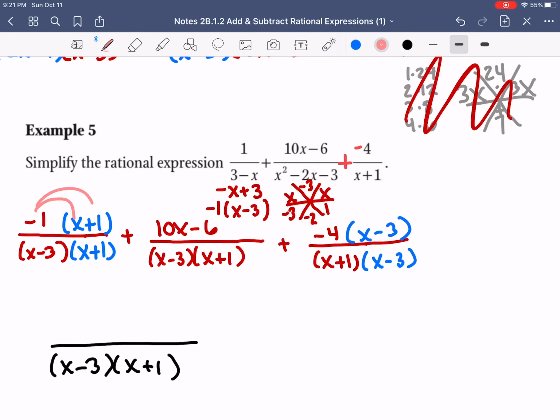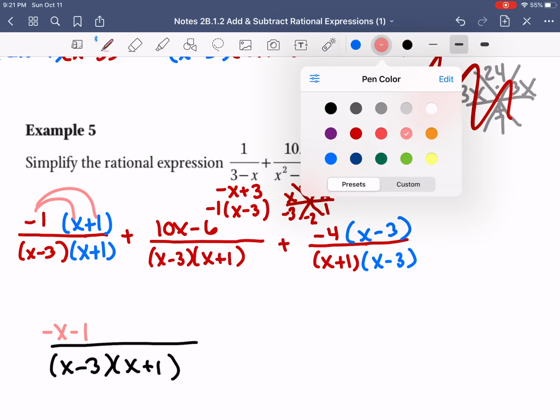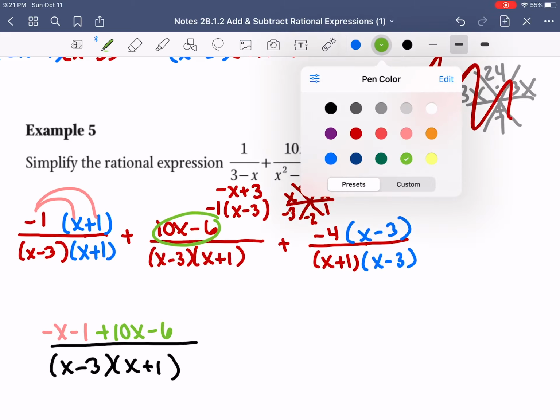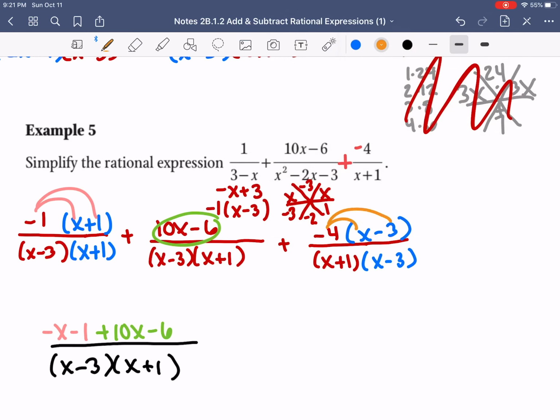So -1 times x plus 1 is -x minus 1. And then I have just 10x plus 6. There was nothing I multiplied there, so that one just stayed the same. And then the last one over here, I have negative 4 times x minus 3. So on the top of that one it would be negative 4x plus 12. All right, so my denominator is still the same, x minus 3 over x plus 1.